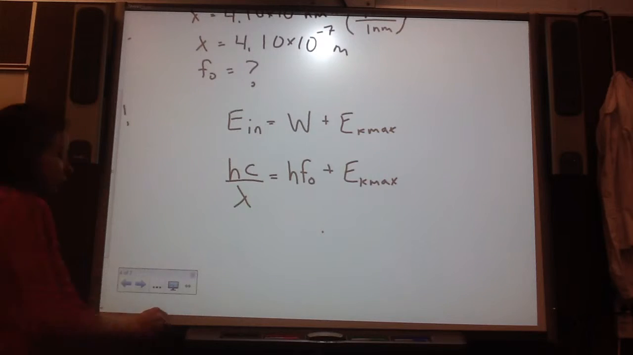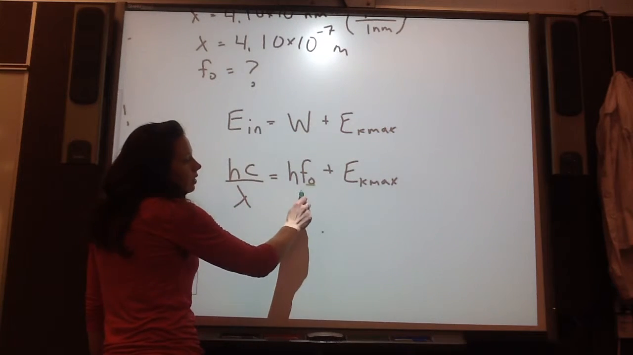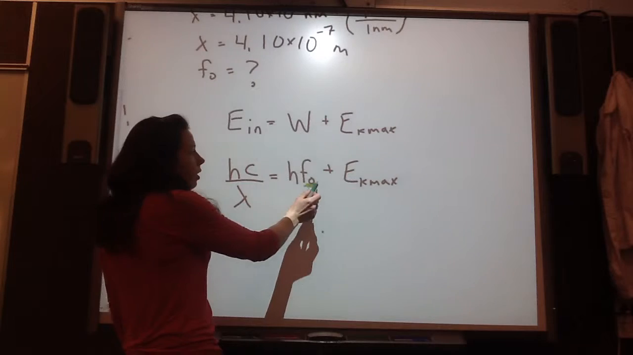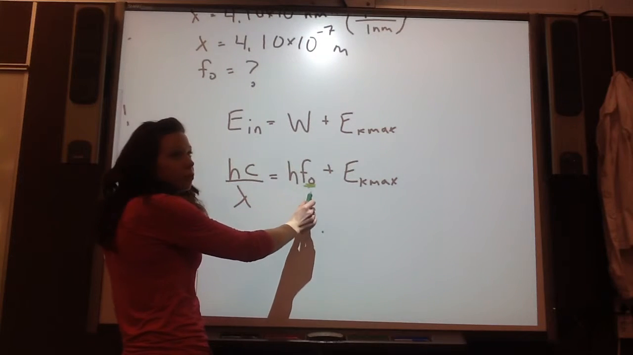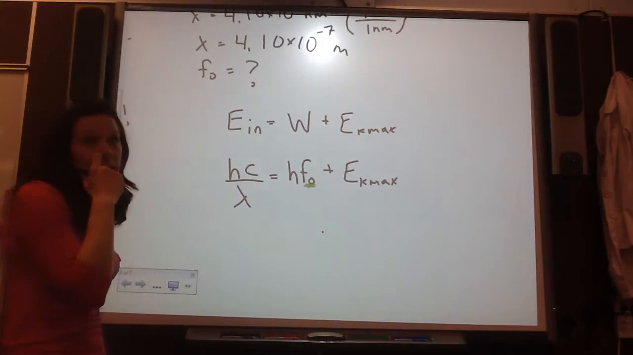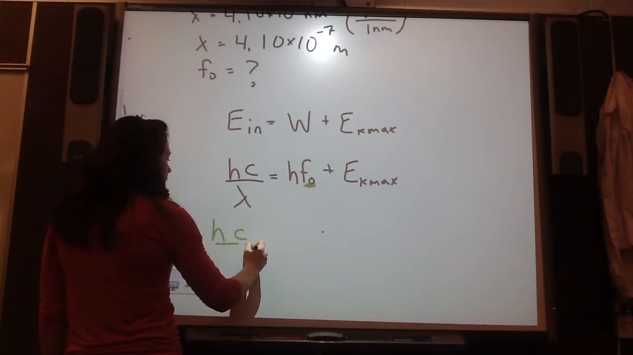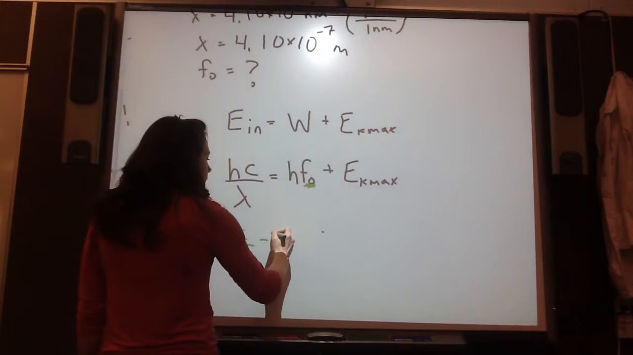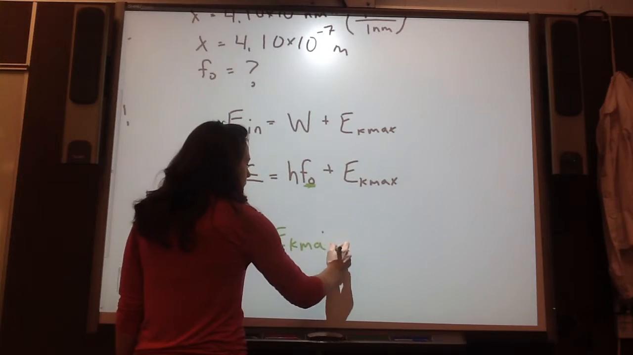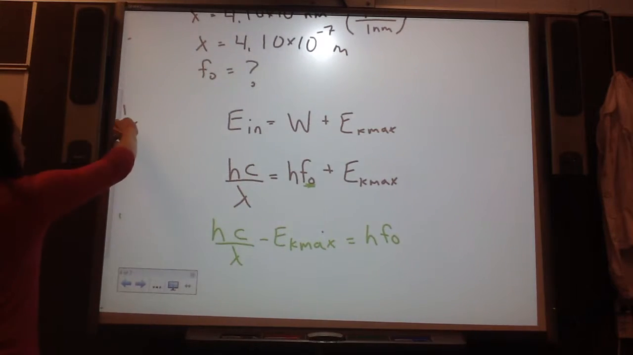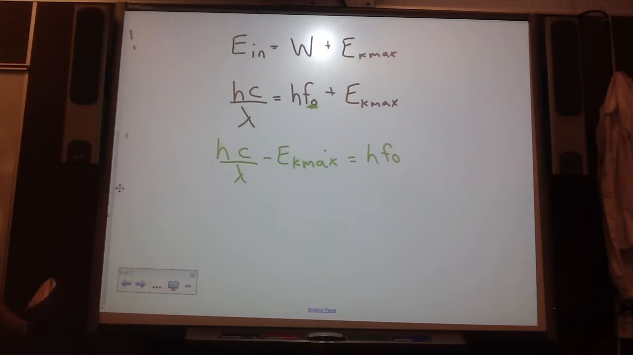So what we're looking to find is the f0. So let's isolate for that to start with. Right now, I want to isolate for this part of the formula. Right now it's added to EK max, so I'm going to move my EK max over. So now I have hc over lambda minus EK max is equal to h times f0. With me so far? Okay.